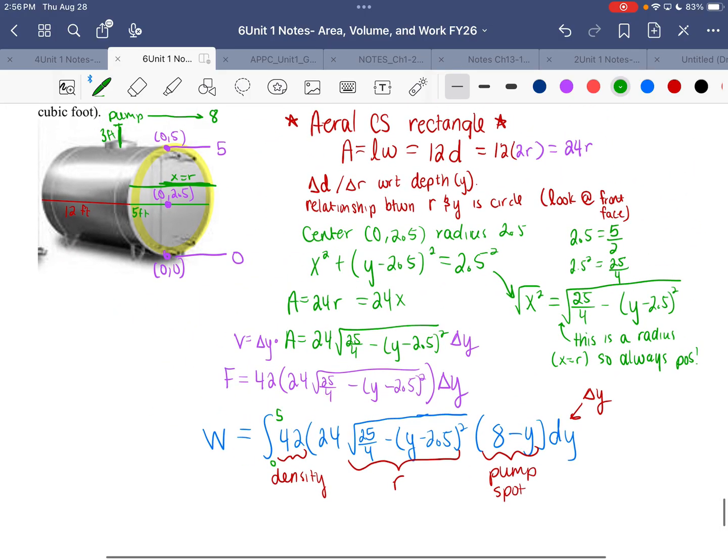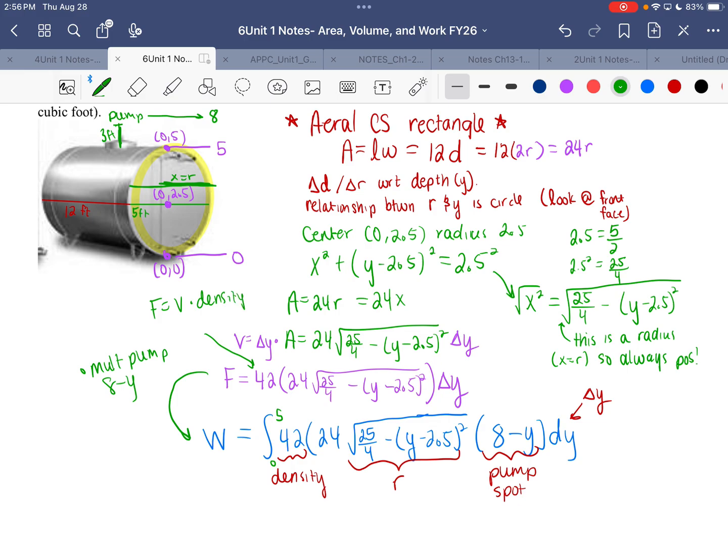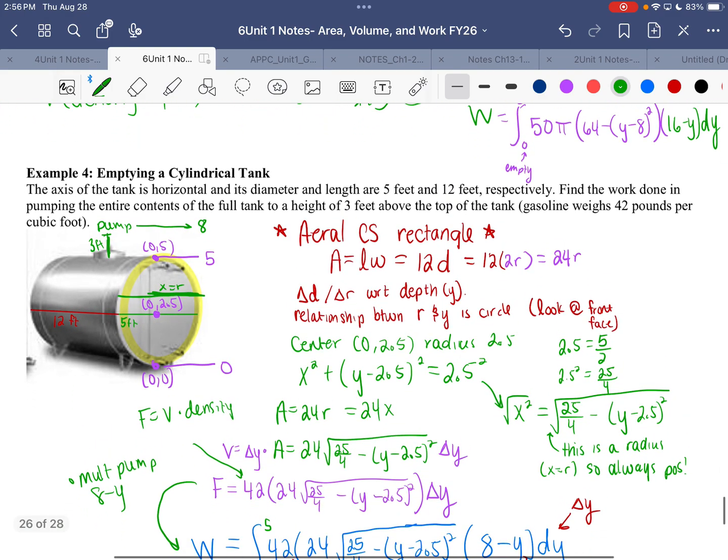Okay, let's ask questions about these two, because I promise if you are confused, someone else is confused. Let's ask our question. The 42, so when we go from force to work, we have to multiply by the pump spot, which was where that 8 minus y came from. And we have the 42. 42 is the force, equal to volume times the density of whatever the liquid is, which our liquid was gasoline, which was 42 pounds per cubic foot.